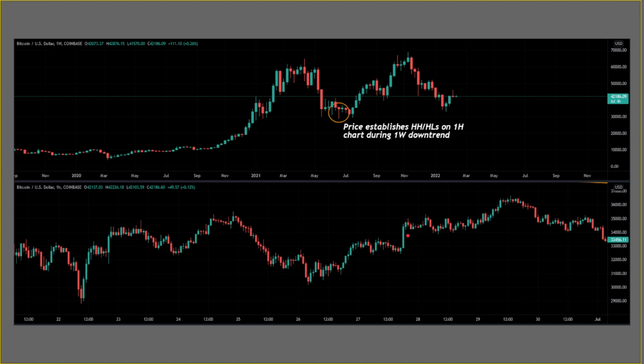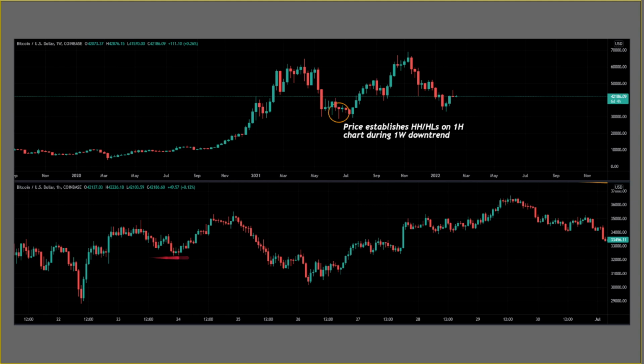Now, in context, we look at the weekly structure. Really, the weekly structure is in a downtrend, as we can obviously see here, and it has been in a downtrend since early May, falling from highs of 60 and with the prices at this current level.